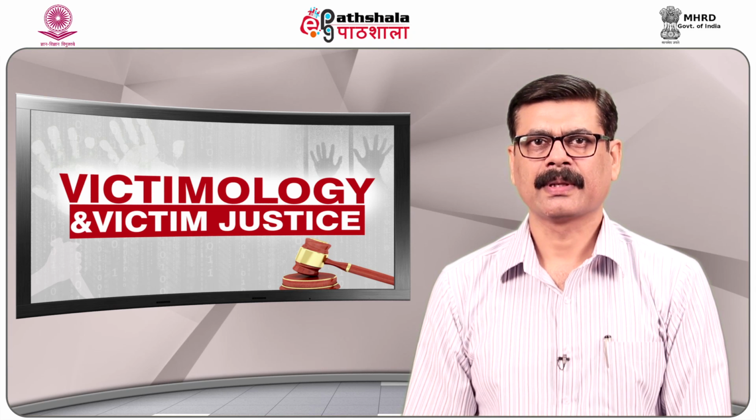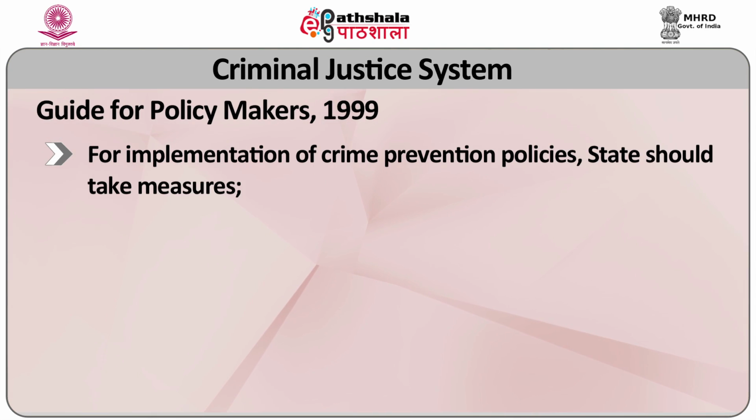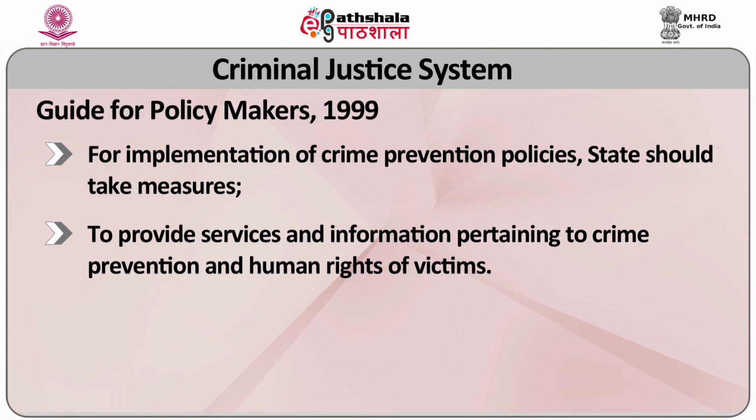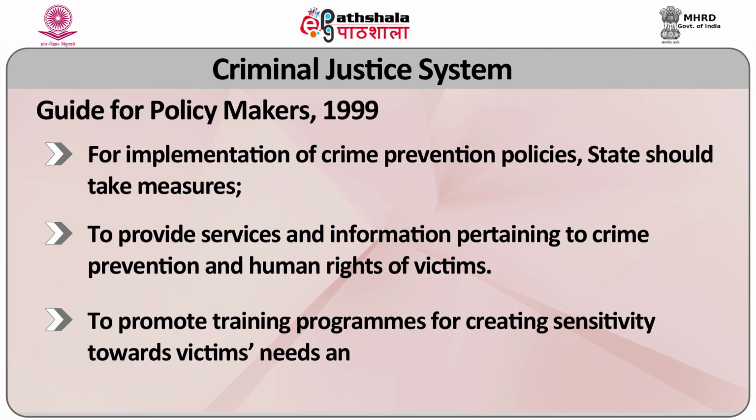The guide observes the state should come forward to develop and ratify international and regional conventions and make efforts to incorporate victims-related provisions into their national legislations. For implementation of crime prevention policies, states should take measures to provide services and information pertaining to crime prevention and human rights of victims, and to promote training programs for creating sensitivity towards victims' needs and concerns.